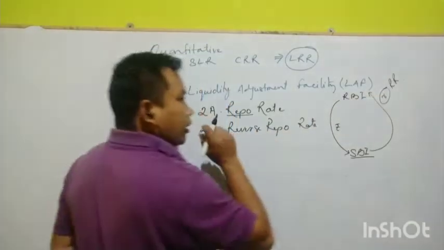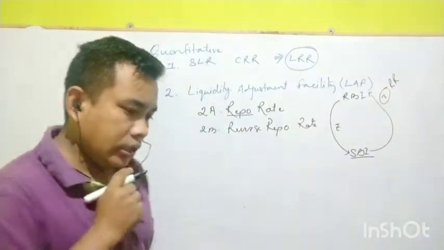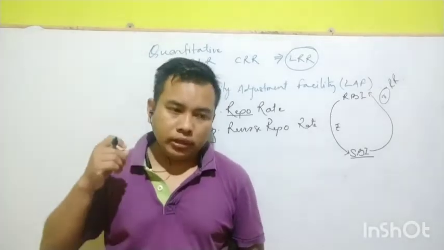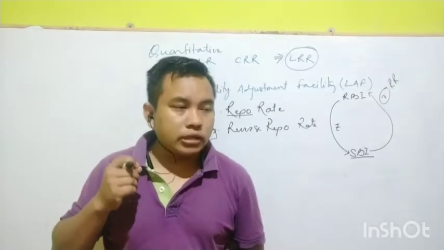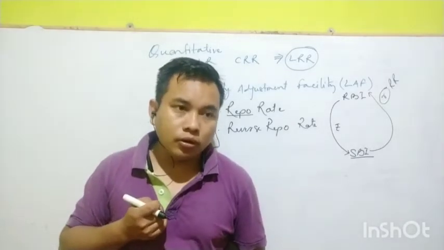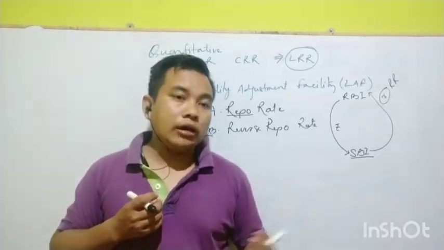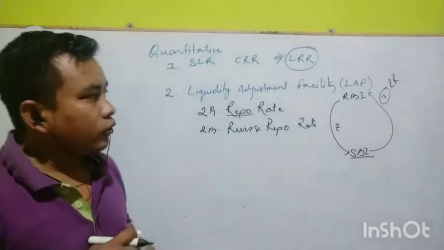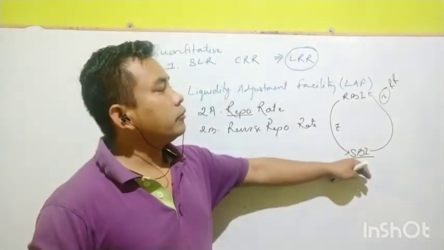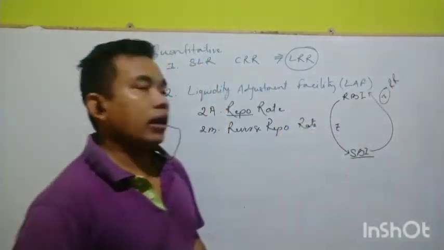What do you mean by repo rate? In very simple terms, it is the rate of interest that SBI pays to the RBI. Scheduled commercial banks like SBI pay this interest rate to RBI. When SBI borrows money from RBI, that is, when RBI lends money to SBI, SBI has to pay interest. That interest rate is known as repo rate.